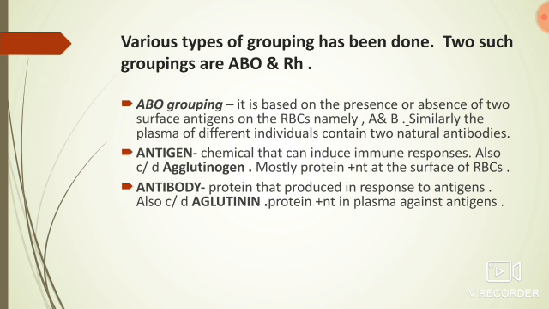And then antibody: the protein that is produced in response to antigen, also called agglutinin, a protein present in plasma against antigens. These antibodies are present in plasma. They generally work against antigens. They are also protein in nature and they are produced in response to antigens.